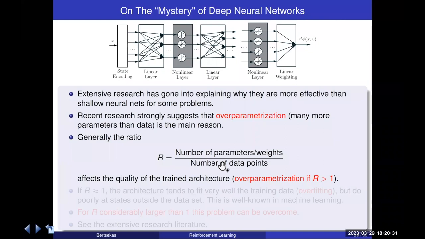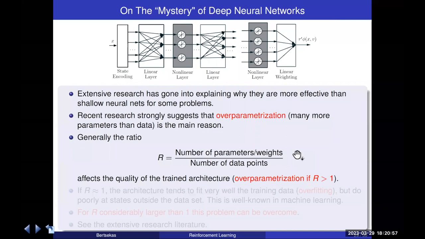So the number of data points was taken to be large relative to the number of parameters. And also in the training, there was this quadratic regularization term added to steer the method away from fitting the data very closely.